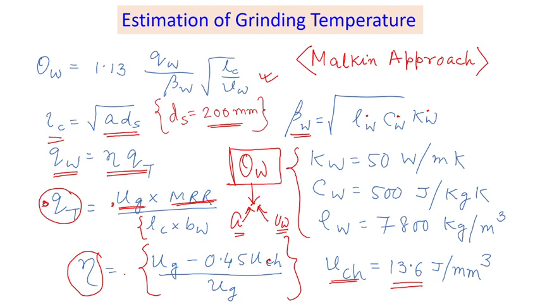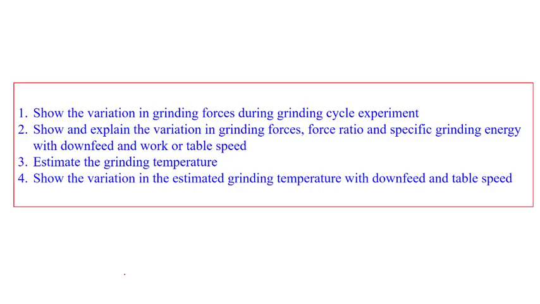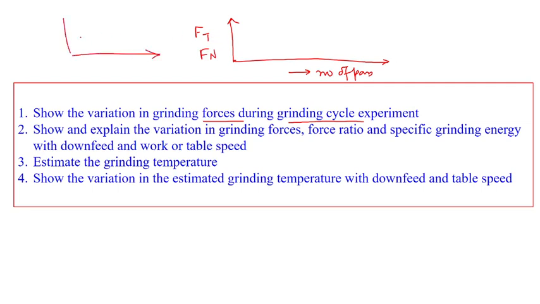So that you have understood by now. So this is what you have to do. Now in the report, you have to show the variation of grinding forces during the grinding cycle. You can give it like this: this is the number of passes, and in this direction you can plot Ft and Fn using two different symbols. So first to 8th and then to 16th, you have to show how the forces are varying.